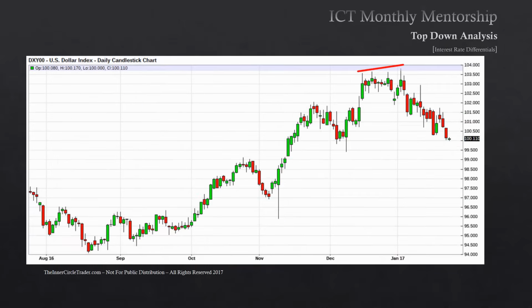You can see also that we had a higher high in the dollar index when we failed to make a lower low in the Australian dollar.